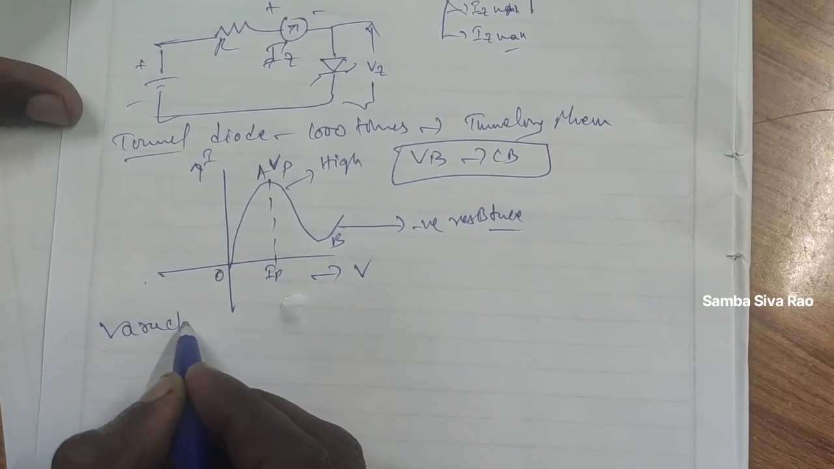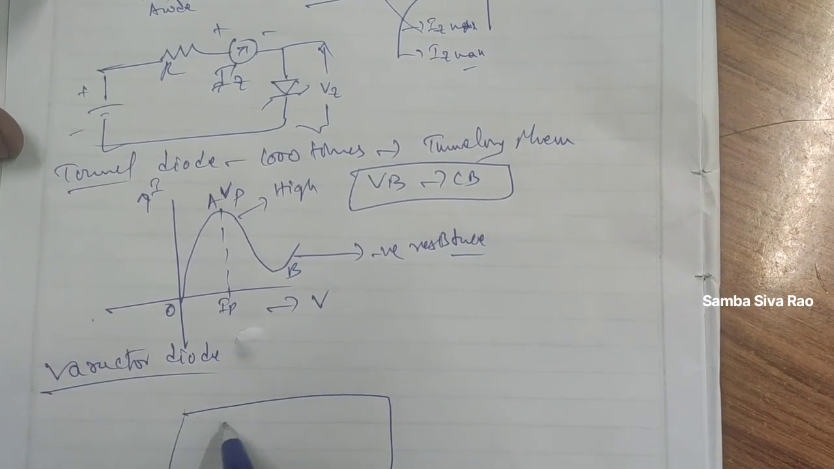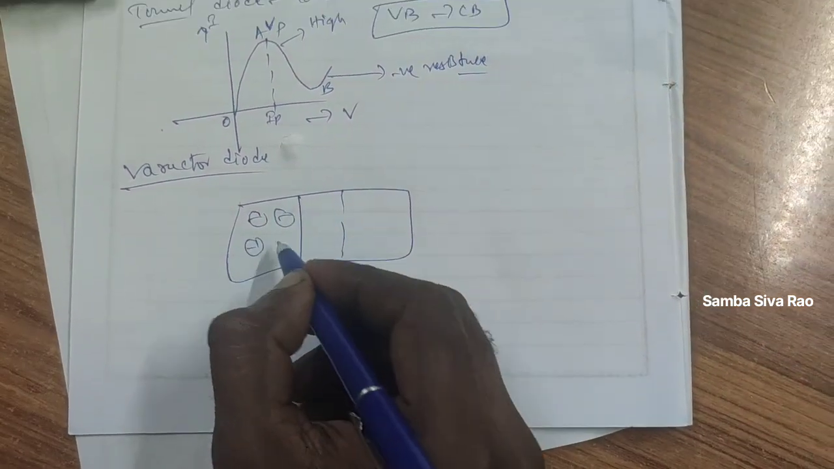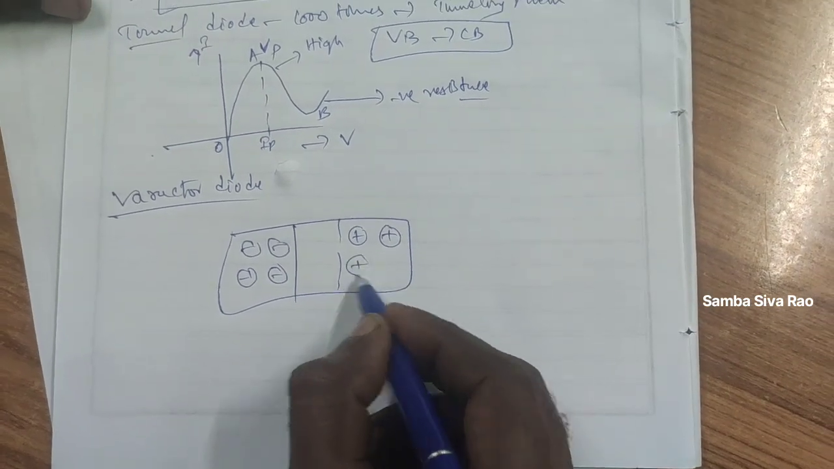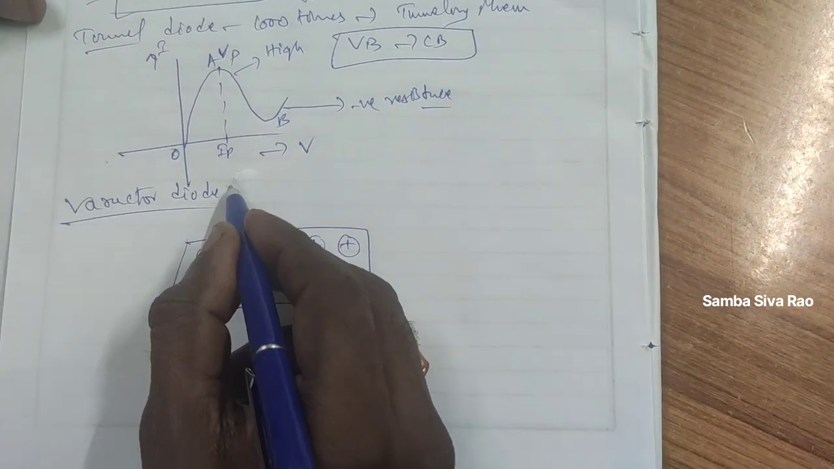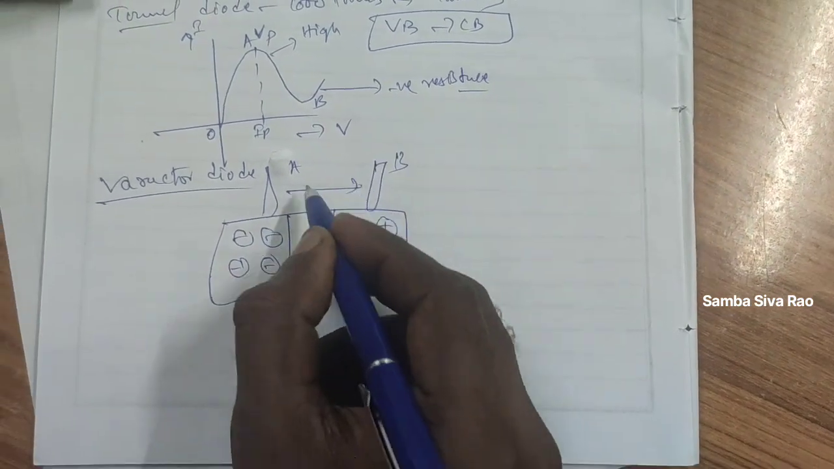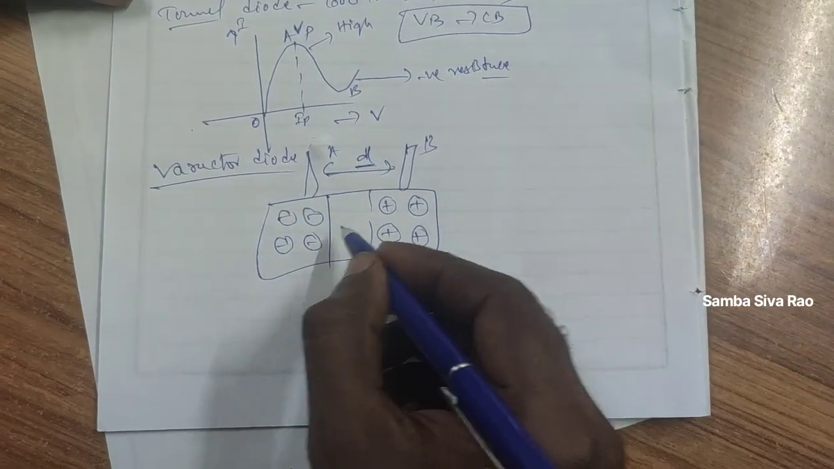Another one is the varactor diode. A varactor diode means again we are taking a PN junction diode with mobile charge carriers, negative or positive. Same circuit. Again we are considering two plates, plate A and plate B. Both are separated by a distance D, where D means separation.